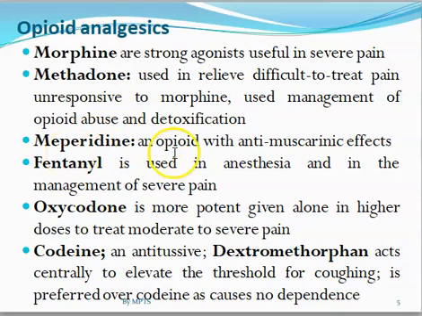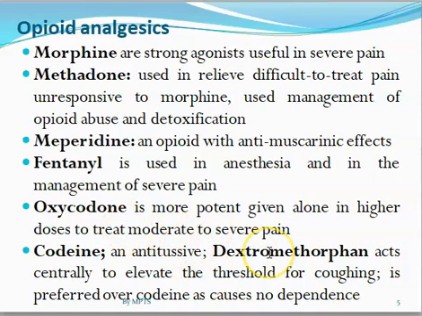We have meperidine, of course, an opioid with antimuscarinic effects. Fentanyl is used in anesthesia and also management of severe pain. Oxycodone is more potent, given alone in high doses to treat moderate to severe pain. Codeine is an antitussive, meaning it is used in cough suppression. Dextromethorphan also acts centrally to elevate the threshold of pain. However, it is preferred over codeine as it causes no dependency.